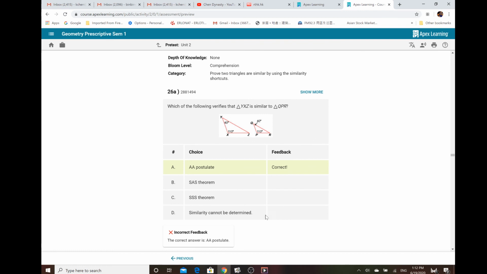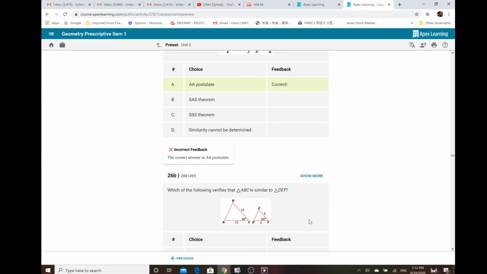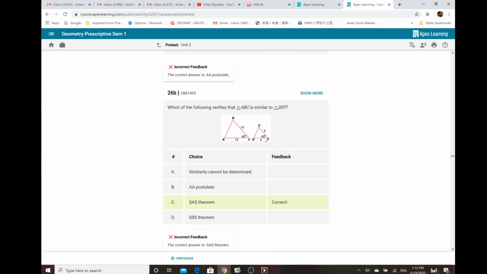Which one of the following statements verifies that triangle XYZ is similar to triangle QPR? This one can be proved by angles. We don't know about any segment here, but since we do know there are two pairs of congruent angles, this one can be proved by the AA postulate. This one can be proved by SAS, again showing the same ratios. 18 over 9, which is 2. The other one here, isosceles triangles, 18 over 9, so it's also 2 by the scale factor, so SAS.